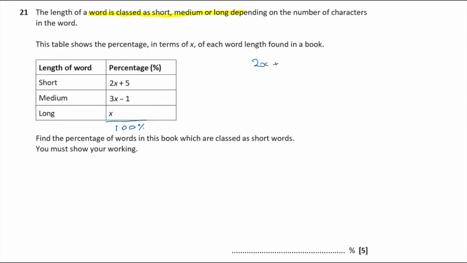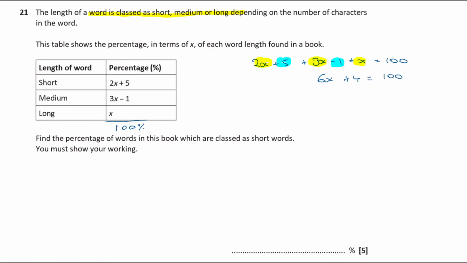So 2x plus 5, which is the percentage of the short words, plus 3x minus 1, which is the percentage of the medium words, plus x, which is the long words. That should add up to 100, shouldn't it? Okay. So let's collect like terms. I've got 2x and 3x and x, and that adds up to 6x, doesn't it? And then I've got 5 and minus 1, that adds up to 4. So I've got 6x plus 4 is equal to 100.